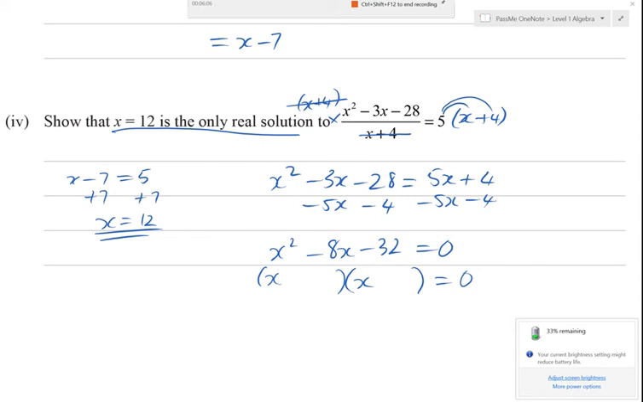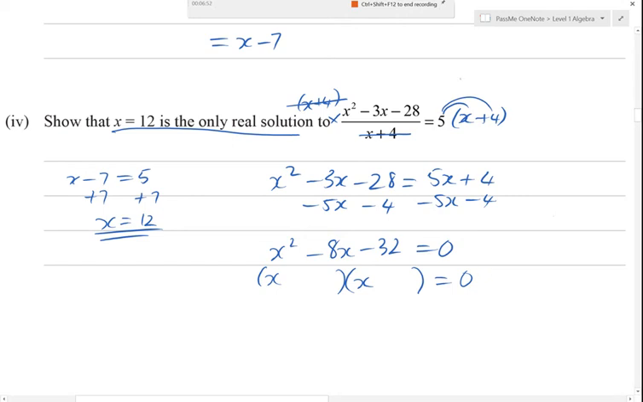So let's see here, we could have 32 and 1, we could have 16 and 2, we could have 8 and 4. What else could we have there? So we're getting to a bit of an impasse here because it doesn't seem like we can easily factorize this. So in fact, what we might just do here is check that our working so far is correct.